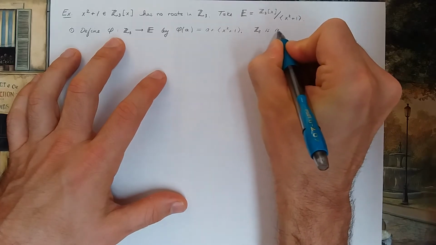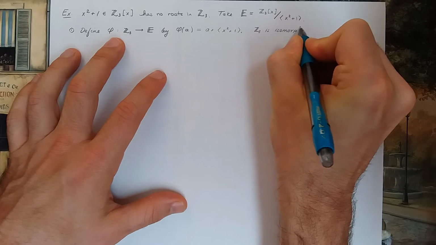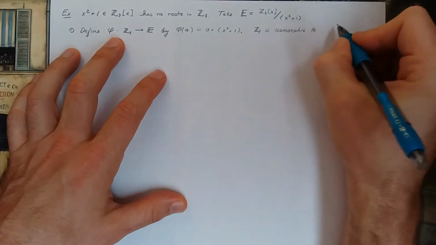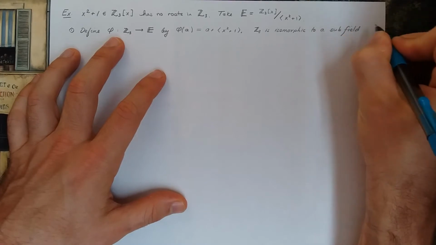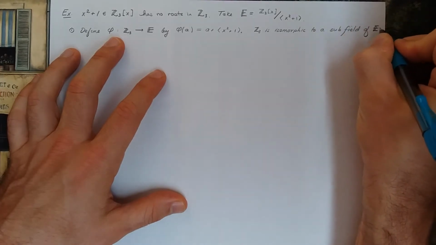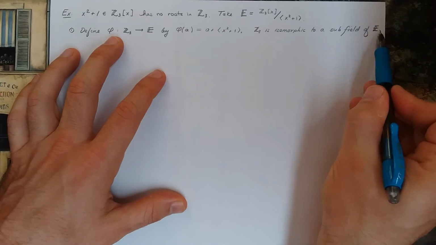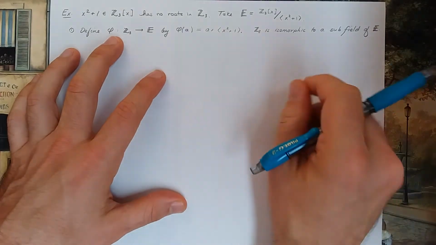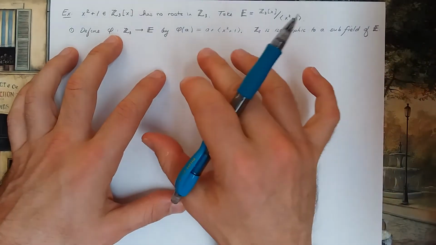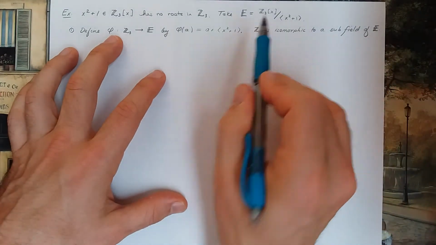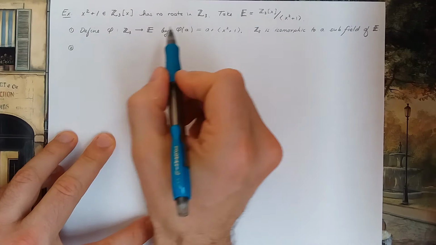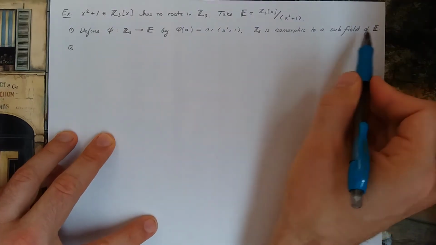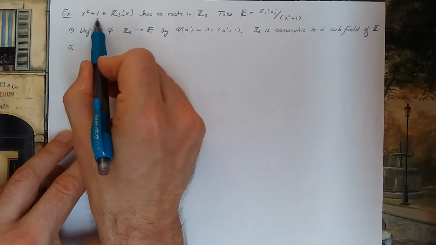What that says is that Z3 is isomorphic to a subfield of E. So you could think of E as containing a copy of Z3. So it really is an enlargement of Z3. And second, I claim that there's an element in E that is a root of this polynomial.